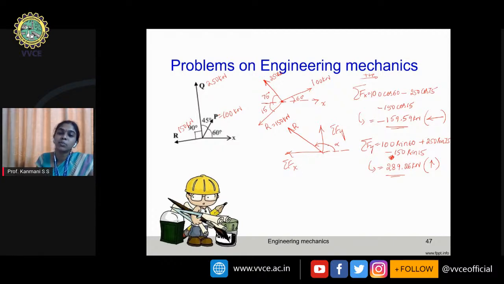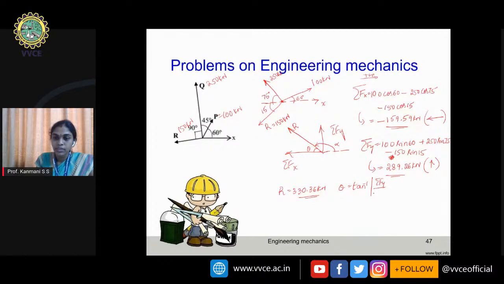So let us find both the angles. Let me write this first. According to this, R is equal to the square root of summation Fx square plus summation Fy square. We do that: 159.59 square plus 289.26 square, under root, you're going to get R is equal to 330.36 kilonewton.